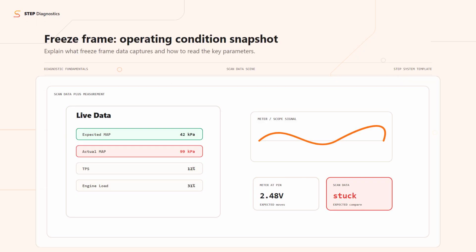Freeze frame typically records RPM, load, sensor signals, temperatures, and sometimes vehicle speed or throttle position. These reveal the operating conditions when the fault was set, such as whether the engine was hot or cold, loaded or idling. Reading these values tells you where to focus your tests.